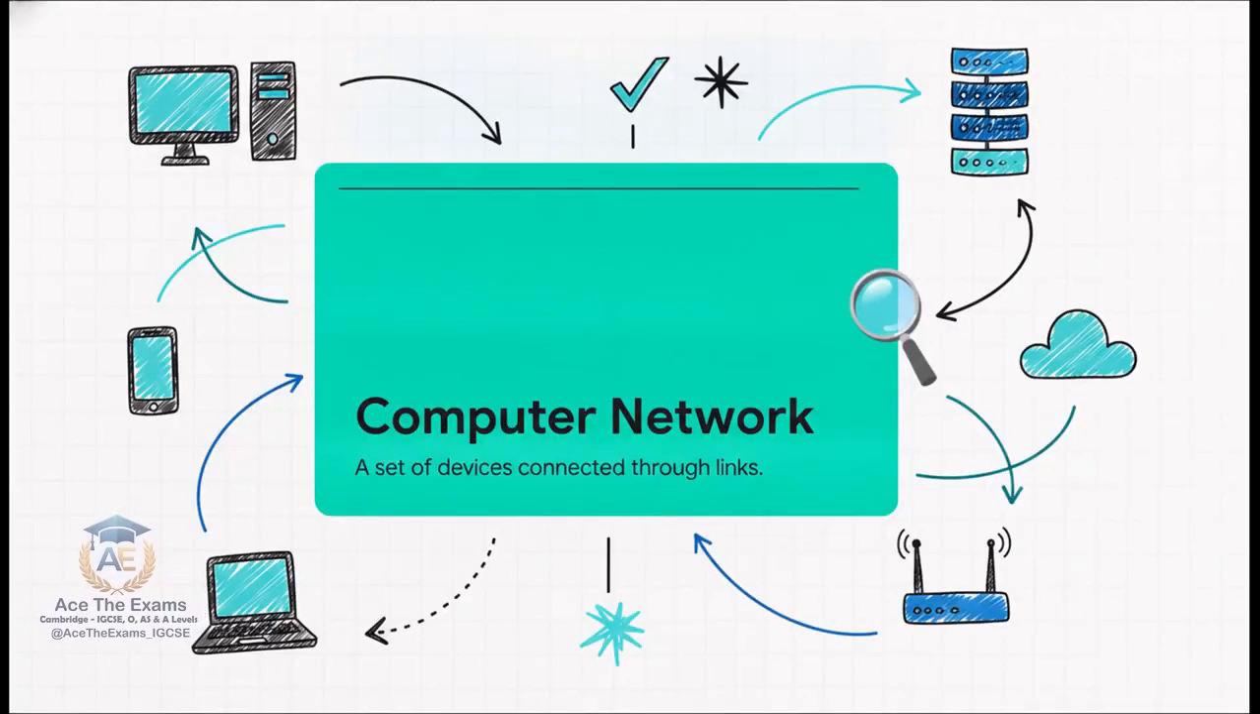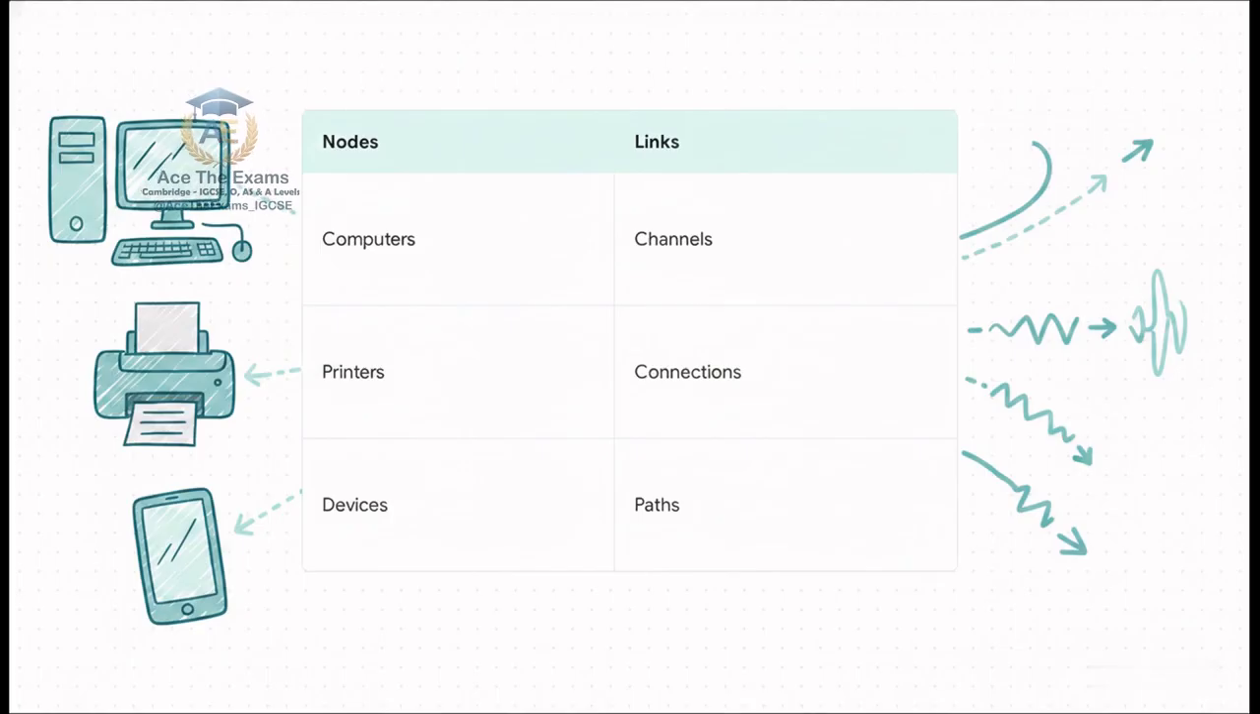The absolutely crucial point here is starting with the perfectly safe Mark Scheme-approved definition. A computer network is a set of devices connected through links. That's it. It's concise, it's highly accurate, and it perfectly sets up the technical vocabulary the examiner is practically begging for. Let's break that definition down into 2 main buckets.